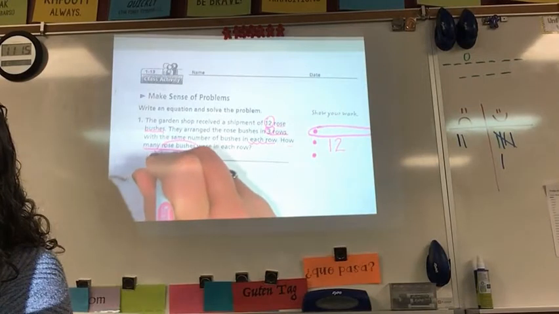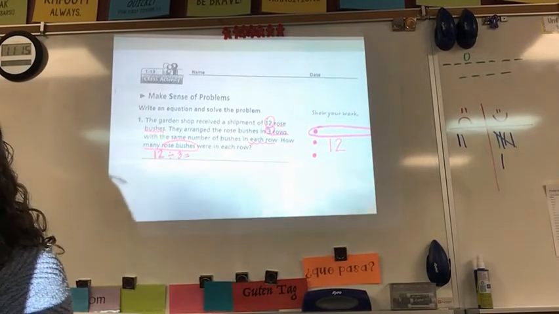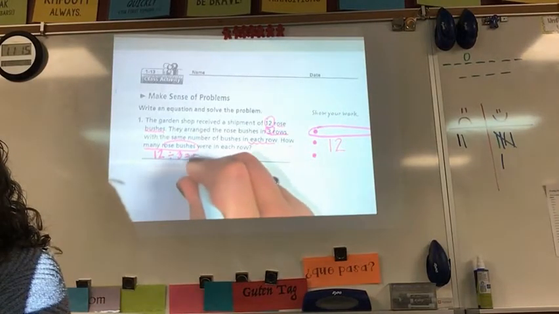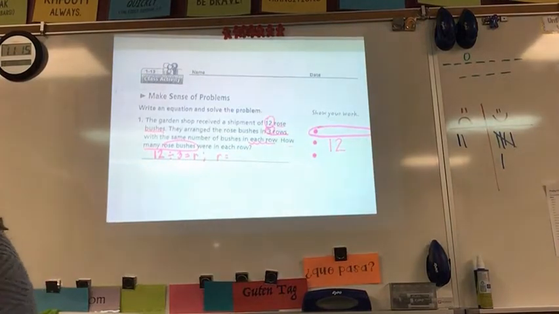We know there's a total of 12. We know that they're divided into 3 groups, and we want to figure out how many rose bushes. Do I have someone who's quick with their 3 song, figuring out how many rose bushes that would be?